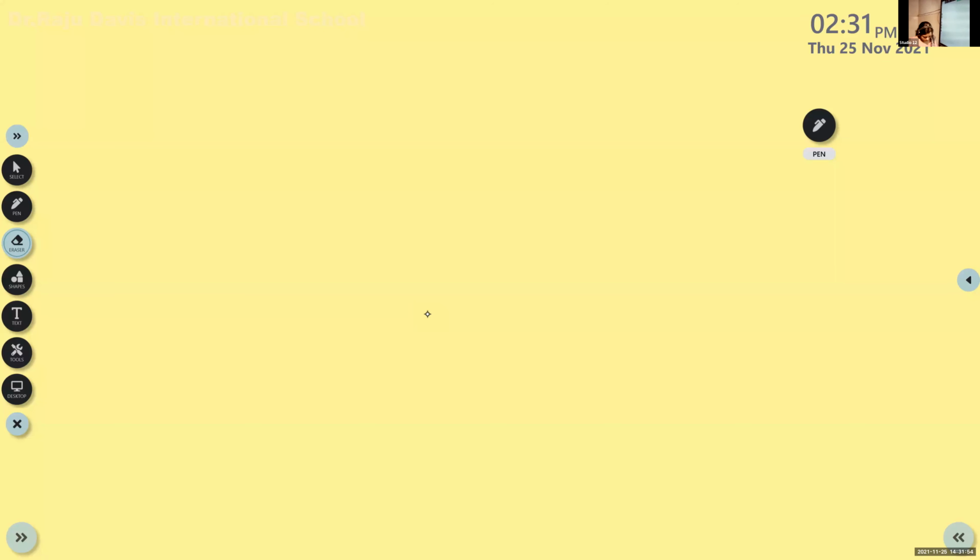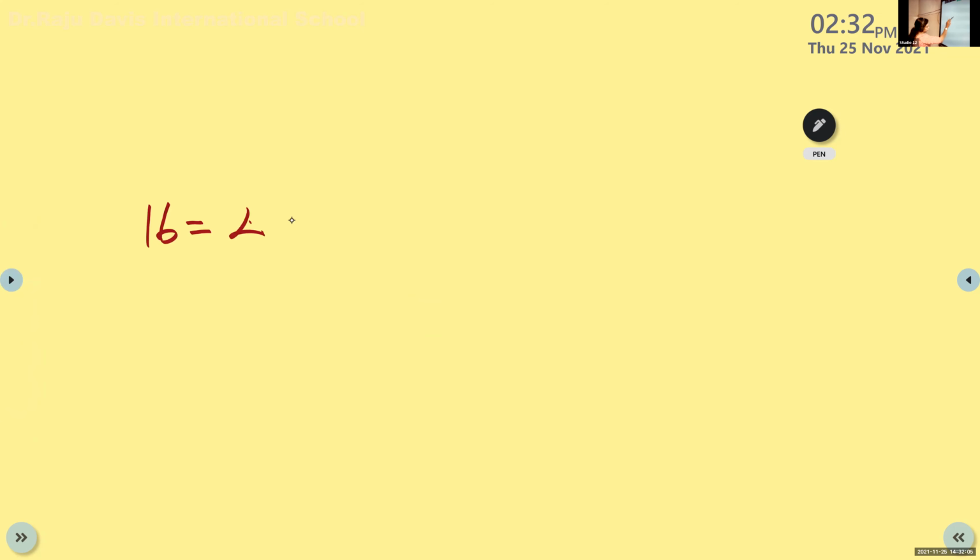Next question. One more question we can do of the same type. 16 is equal to 4 plus 3 into t plus 2. Here, the variable is given on the right hand side. So what to do? You can simply shift it to the left side.